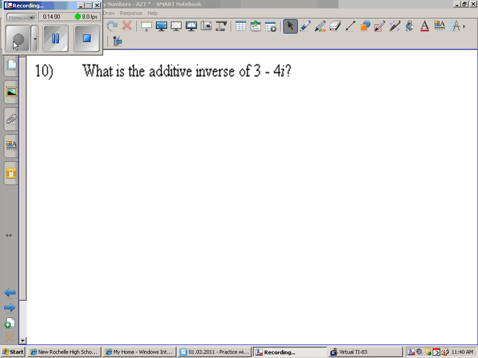Number 10, the additive inverse. Let me give you an example of a number and its additive inverse. You know what the additive inverse of 6 is? Negative 6. You know what the additive inverse of 15 is? It's negative 15. The additive inverse is the number which, when added to the original, makes 0. So what, when added to this, makes 0? Negative 3 plus 4i.